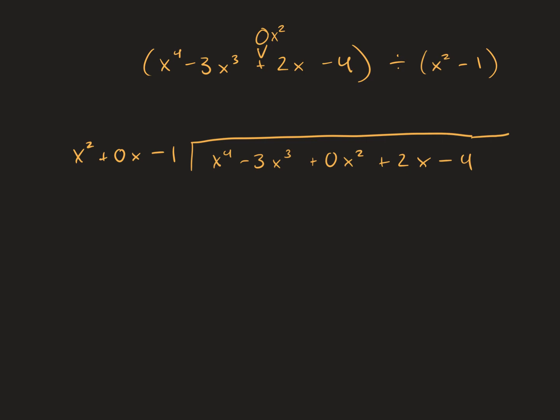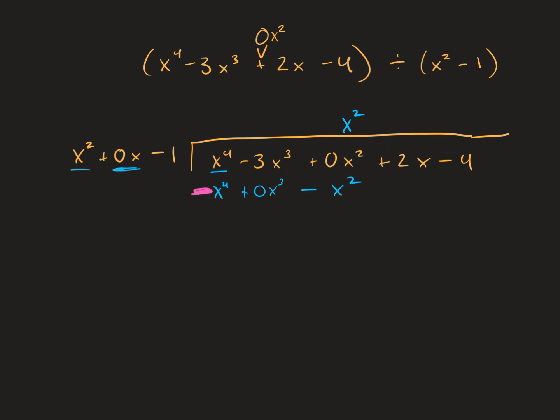So we start by dividing. X to the 4th power divided by x squared would be what? X squared. Then we multiply. X to the 4th power. X squared times 0x would just be 0x cubed. Again, that just acts as a placeholder, so you don't really need it on the outside, but it helps to hold the place. And then minus x squared.